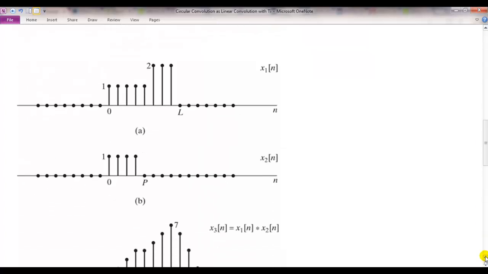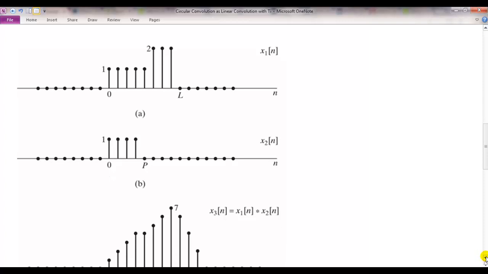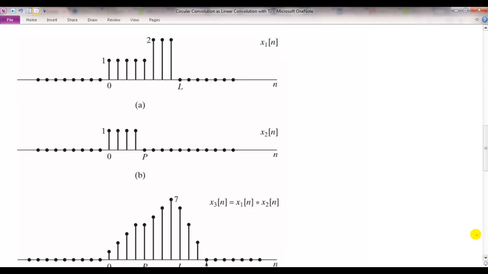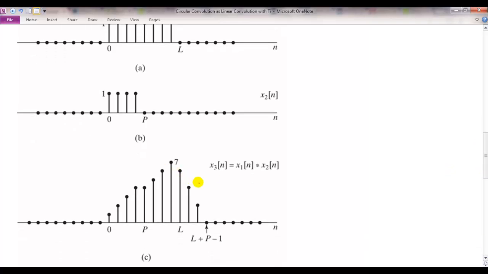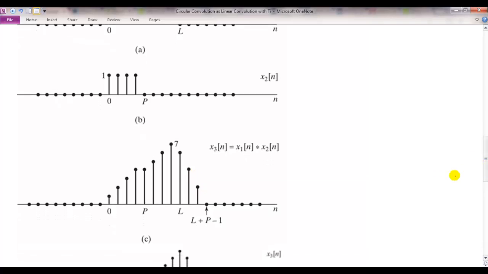Coming down, here is a more uneven signal. x1 of n is this, x2 of n is this, with lengths L and P. So if you compute the linear convolution, this is what the answer comes out to be. The length is L plus P minus 1.